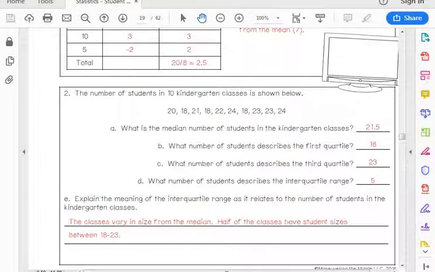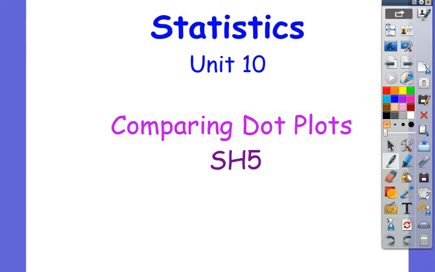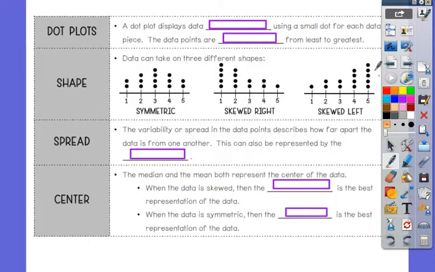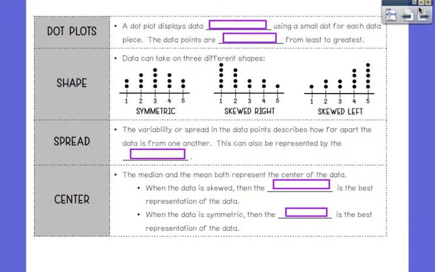Alright, so let's take a look at comparing dot plots. Okay, first, dot plots display data graphically using a small dot for each data piece. The data points are ordered from least to greatest.